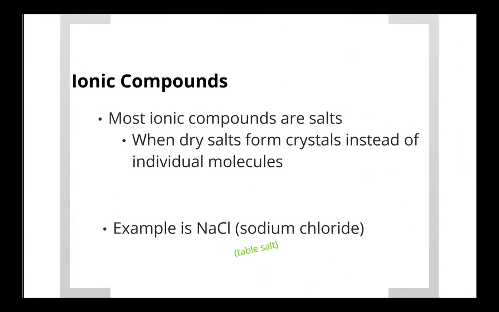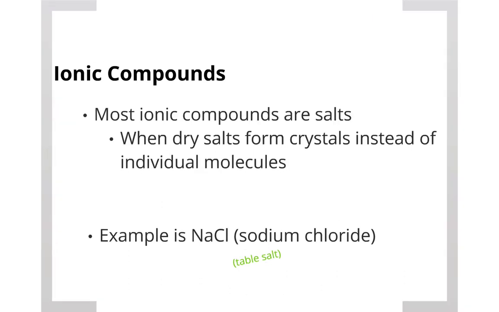Ionic bonds create ionic compounds. Most commonly, those are crystals, and we call them salts. And probably the most common one that you know about is sodium chloride, probably better known to you as table salt. So ionic bonds are our first type of bond we're going to discuss.